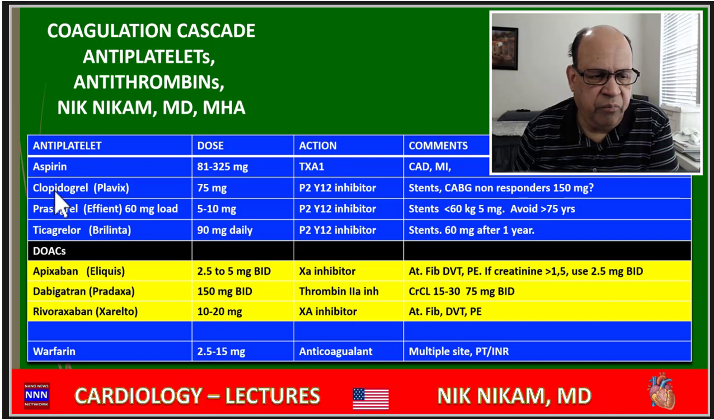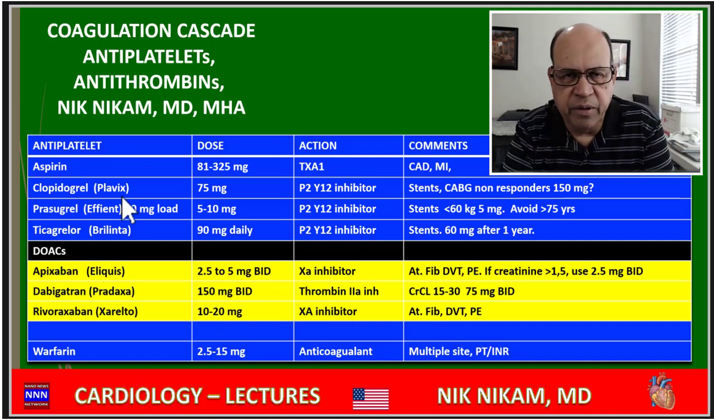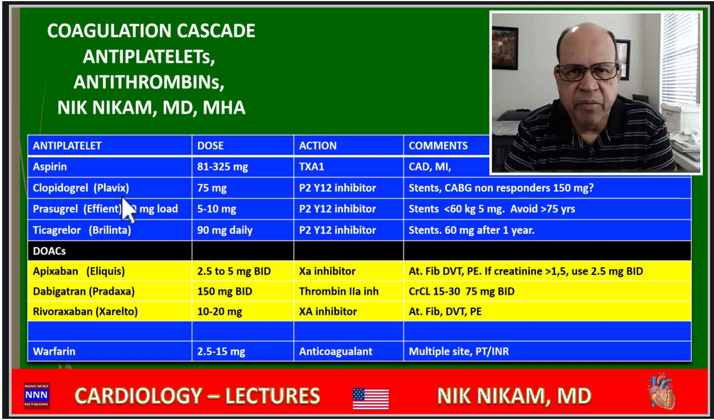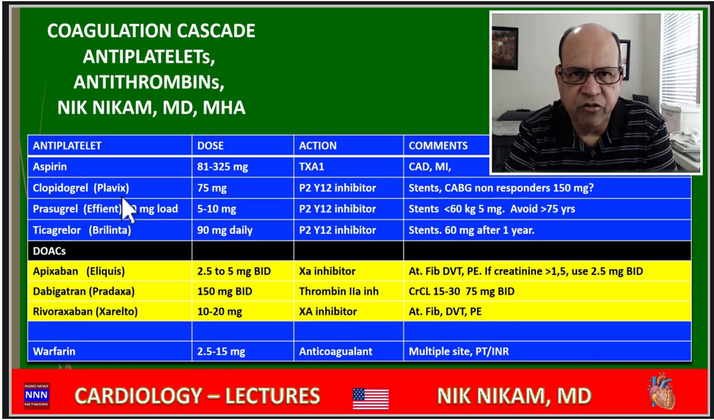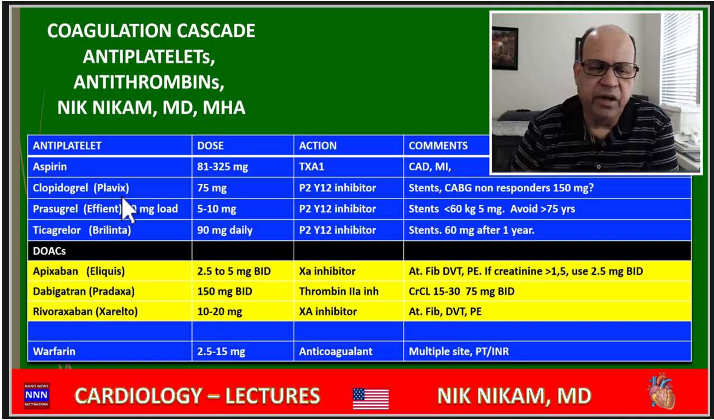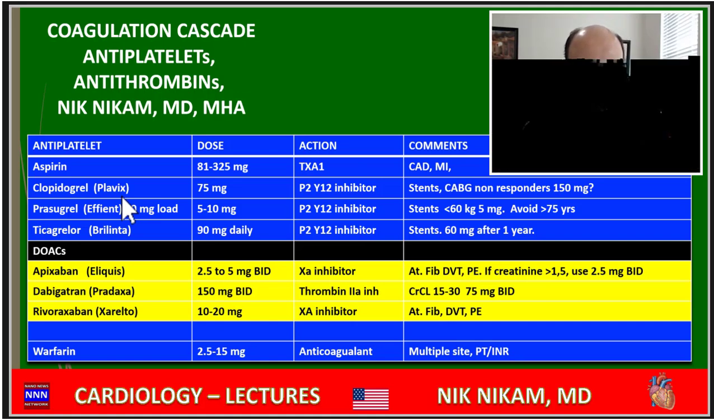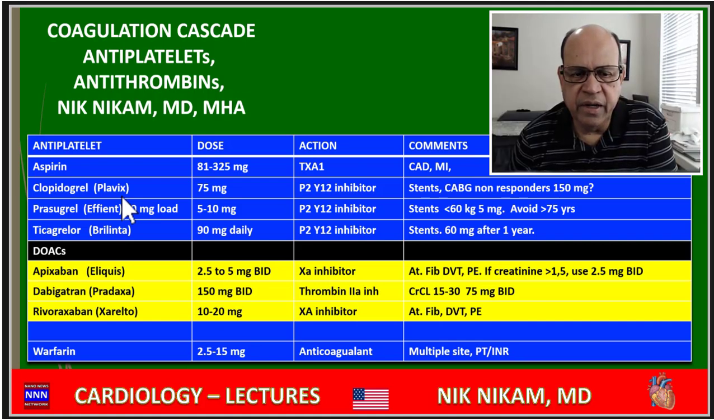Next, we have clopidogrel, which most of you are familiar with by the trade name Plavix. The dose is 75 milligrams given once daily. But if you are doing an intervention, you may be giving 600 milligrams of Plavix as a loading dose immediately following coronary intervention. It is a P2Y12 inhibitor.